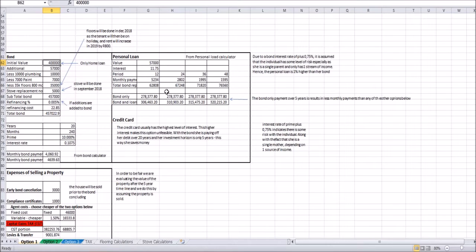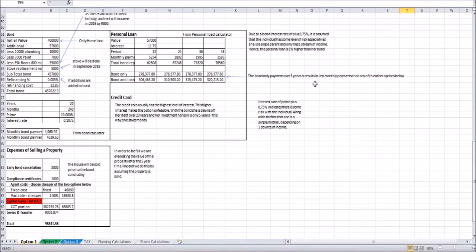I then looked at the scenario where we take all additional costs like plumbing, painting, floors and the stove and cover it with a bond to see what our monthly repayments will be. In adding that all together, we get a total of 457,000 Rand. And over 24 months at an interest rate of prime plus 0.75%, we get to a monthly total of 4,639 Rand per month.